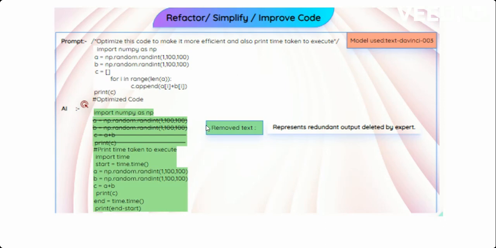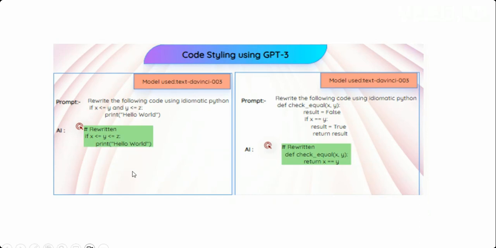So it will have removed this code and given the refactored code here. Like that, we can improve performance by using these Gen AIs in your coding. And next, code styling using ChatGPT, or GPT-3. For example, this is the code, this idiomatic Python, and we are rewriting it like this, refactoring.